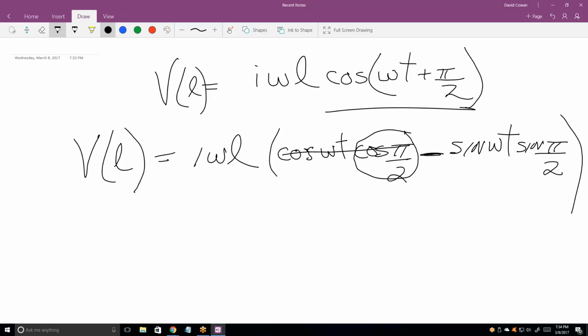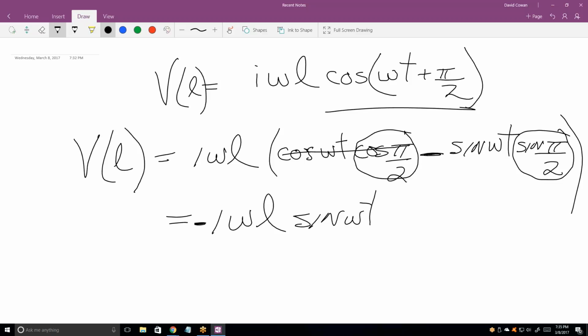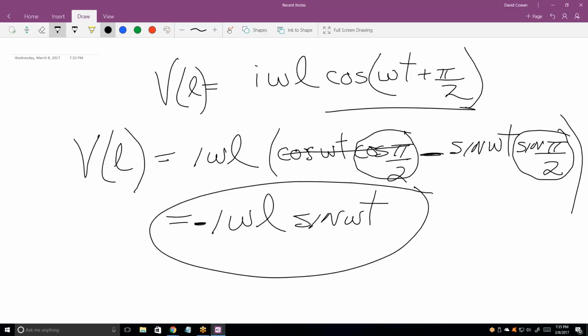What's sine of pi over 2 equal to? Sine of pi over 2 is equal to 1. So it's I W L times minus sine of W T. And that's where the minus sign came from. In other words, I'm taking this minus sign and putting it in front of the I W L. That's not that bad.